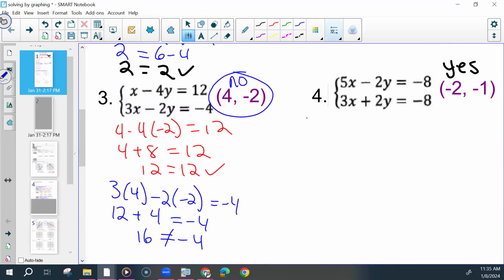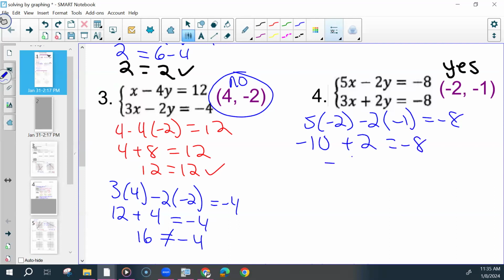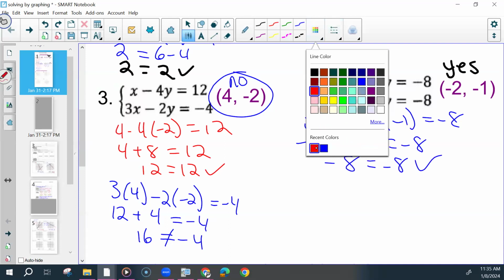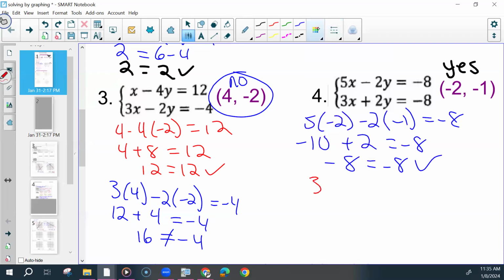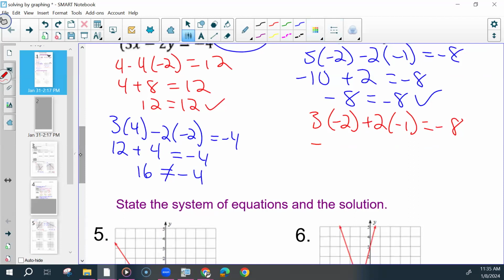So if I put these in, I have 5 times negative 2 minus 2 times negative 1 equals negative 8. So -10 plus 2 equals -8, and -8 equals -8, that works. And then for the other one, 3 times -2 plus 2 times -1 equals -8. So we have -6 minus 2, which does equal negative 8.